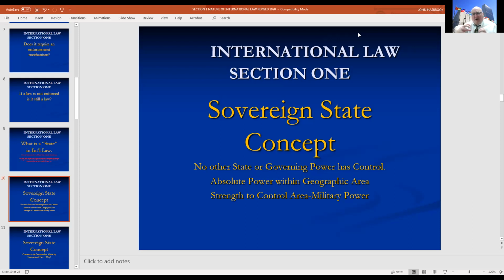So the term sovereignty has massive legal significance in international law. It really is the fundamental basis of international law: the idea that sovereigns have their own power and don't have to really answer to anyone else unless they want to. They are the masters of their domain, so to speak.